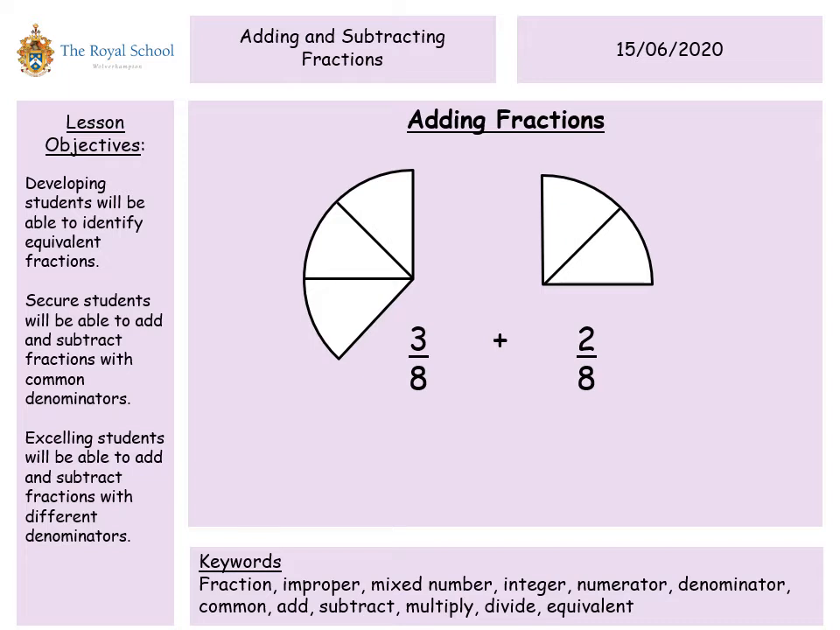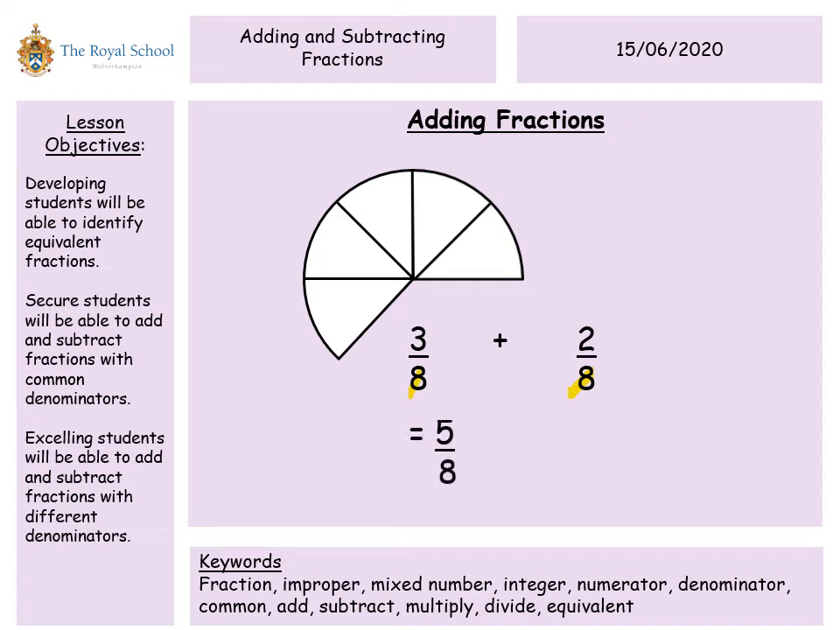Now the key here is that both bottom numbers are 8. This means we've got what we call common denominators. They're both 8, and this means it's really easy when we're adding them together, we can just plonk our pieces next to each other in the visual representation, and we can see that we've got 5 pieces all together, and they are all eighths, therefore our answer is still in eighths. So 5/8 is our answer.